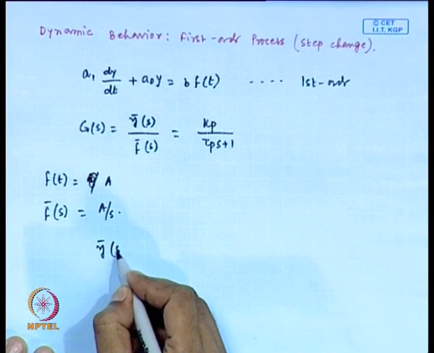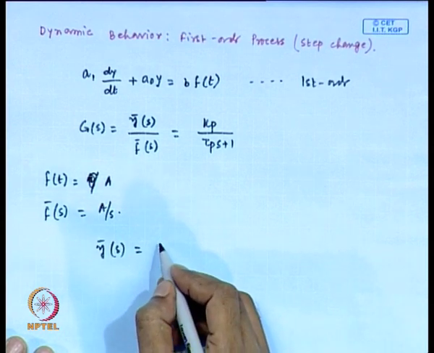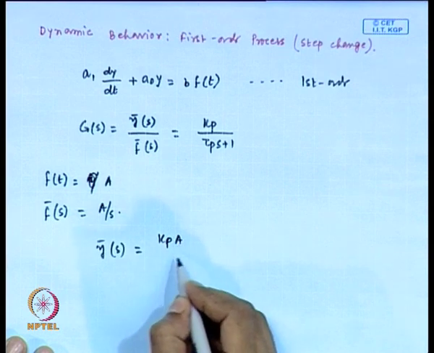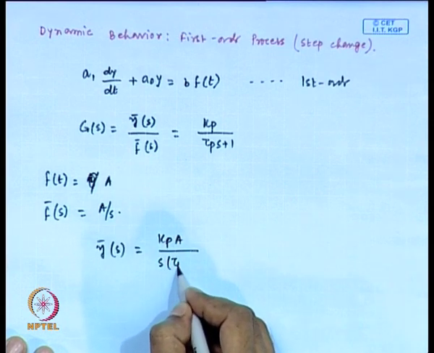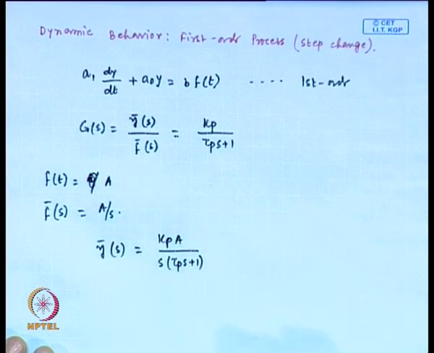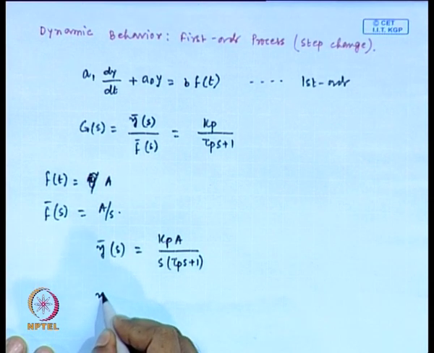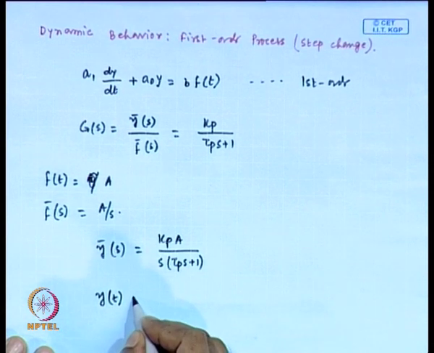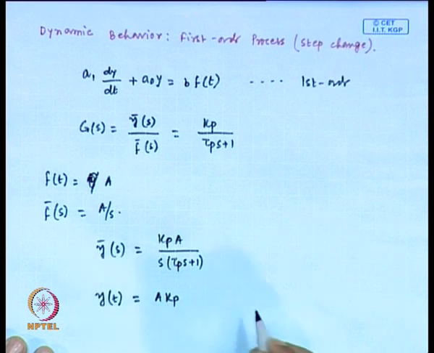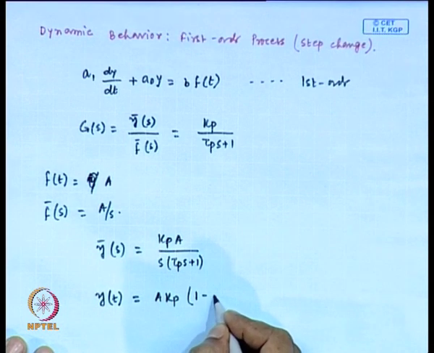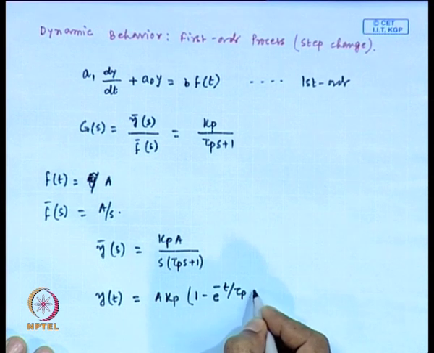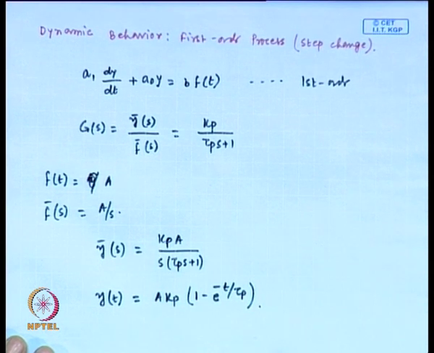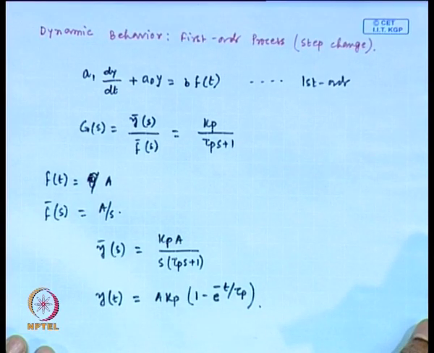So, y bar s becomes k p a divided by s tau p s plus 1. Inverting this, we get y t equal to a k p times 1 minus exponential of minus t divided by tau p. Up to this we had discussed in the last class. Now, we will try to plot the y versus time.